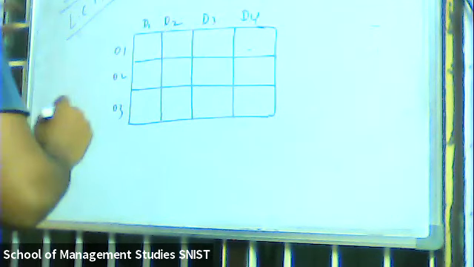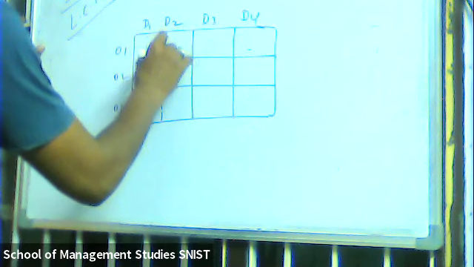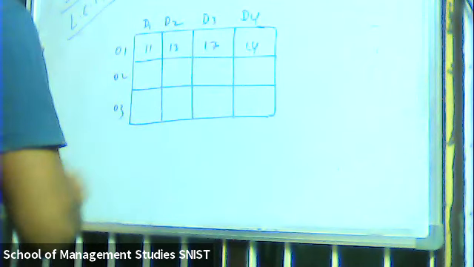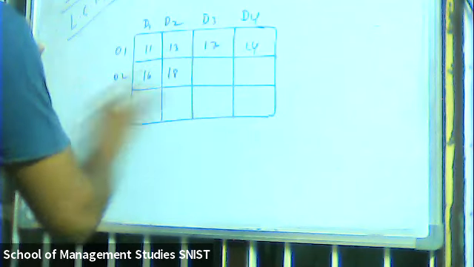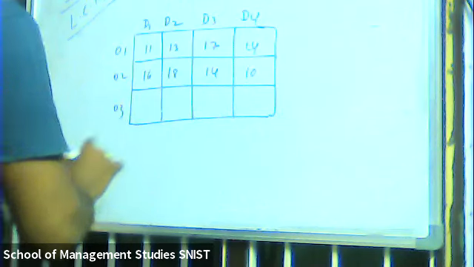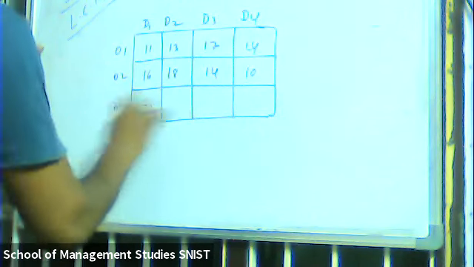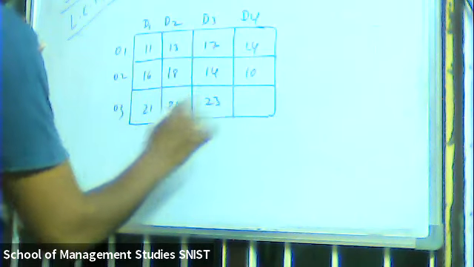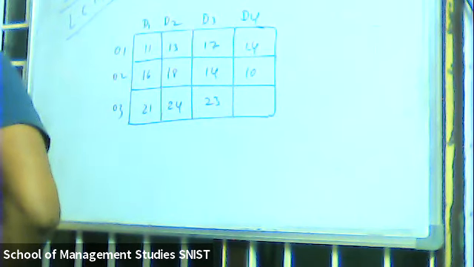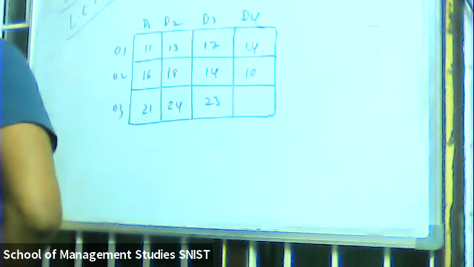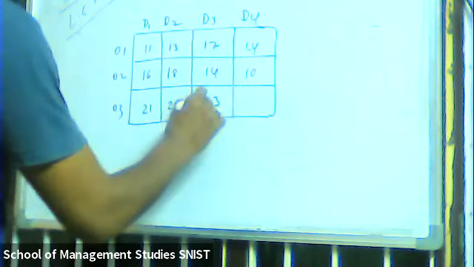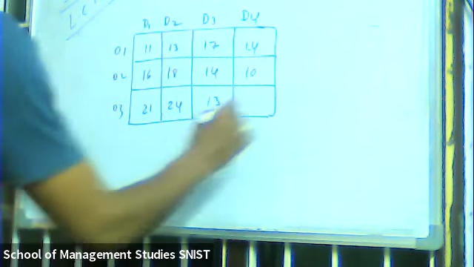11, 13, 17, 11, 13, 17, 14, 16, 18, 14, 10, 21, 24, 23. Is it 23 or 13? Yeah, it's 13. Okay, 13, 13 and 10.